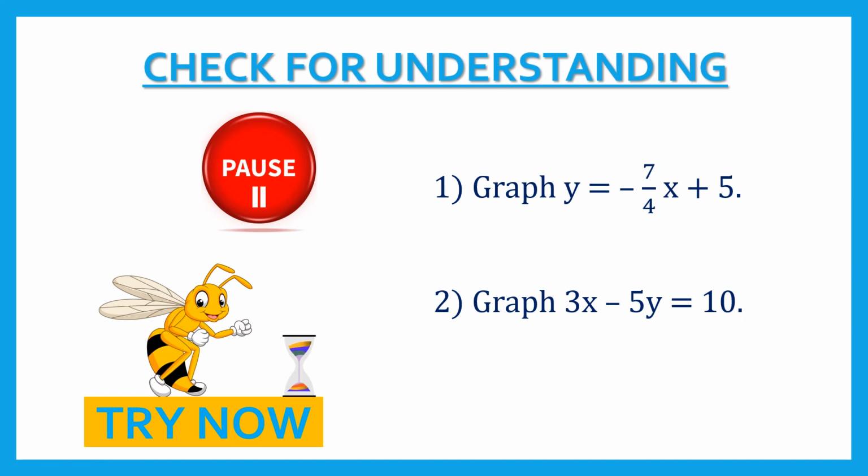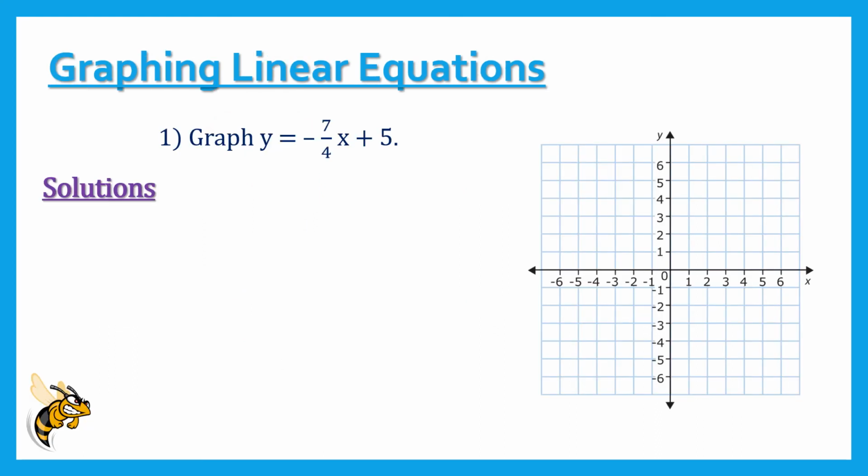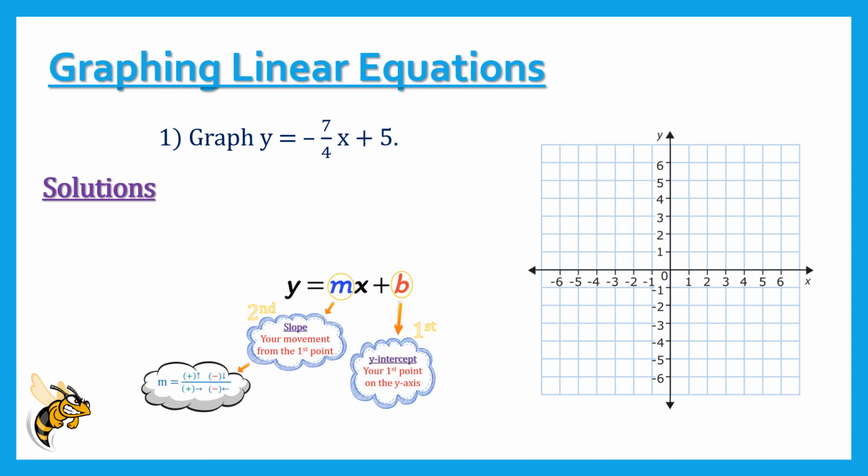Now let's check for understanding. Please graph the following equations. First, we wanted to locate the y-intercept. And in this case, it's positive 5, which goes straight to the y-axis.